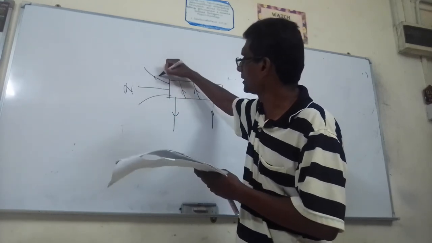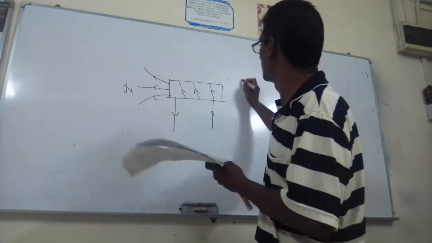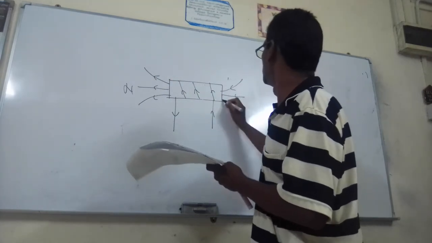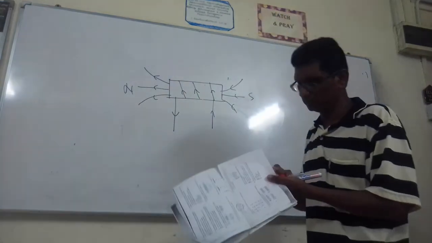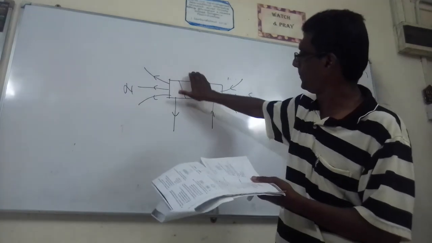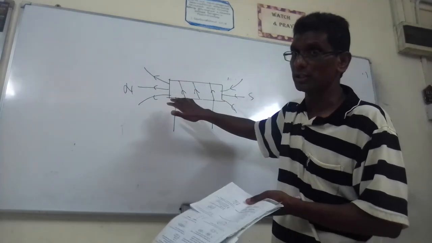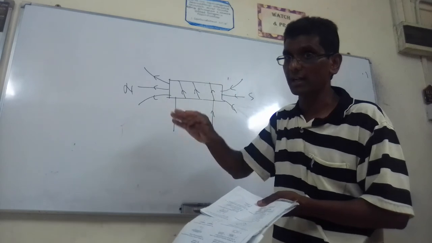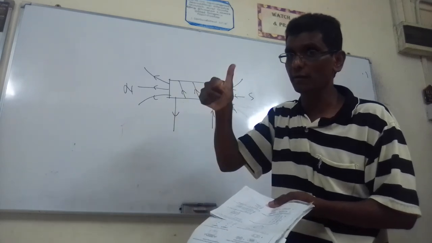Okay. This direction must be North Pole and South Pole here. This is the South Pole. Okay. This current is going up. Solenoid question: four fingers show the direction of current. The thumb shows the direction of the North Pole.